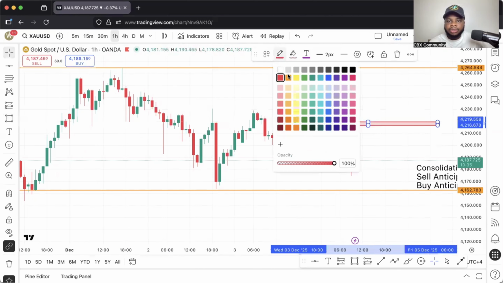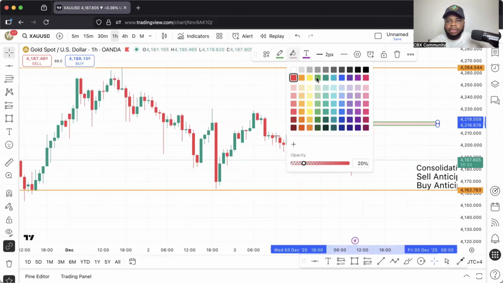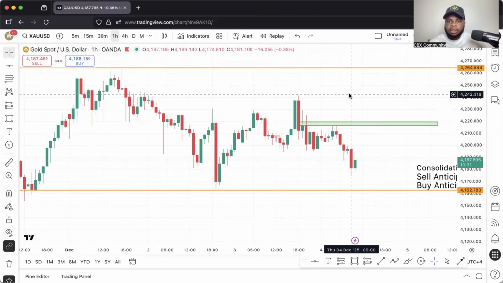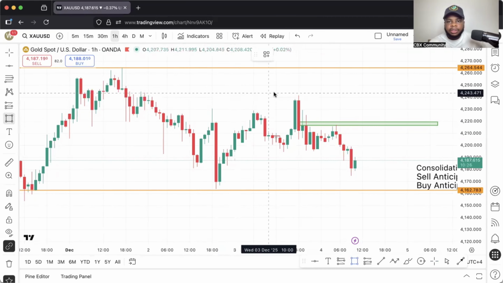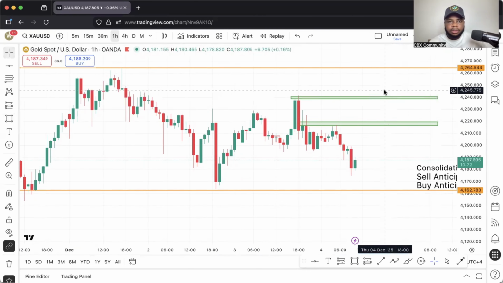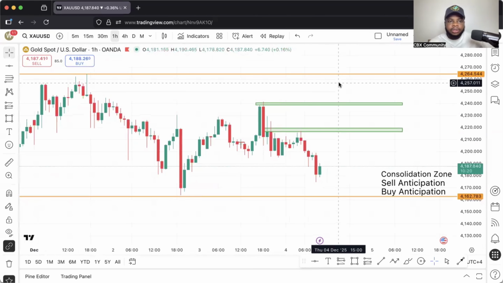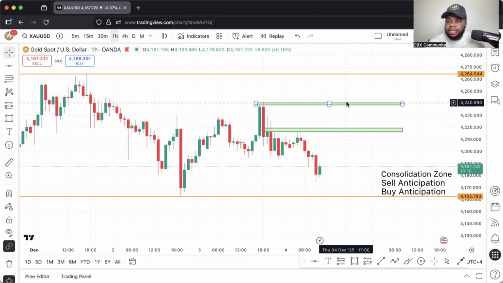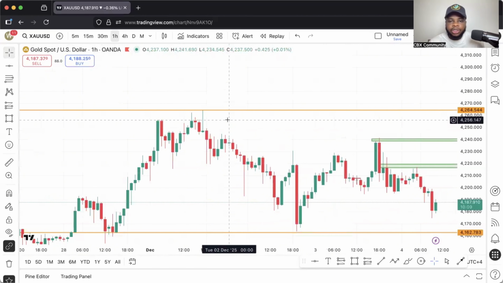Let's change the color to green. Change this other one to green. We also have a resistance zone over here. And then we have a resistance zone over here. But if there is volume, the volume should be able to break this resistance zone for the candle to keep going up to this high over here, so that it will be able to fill this wick.